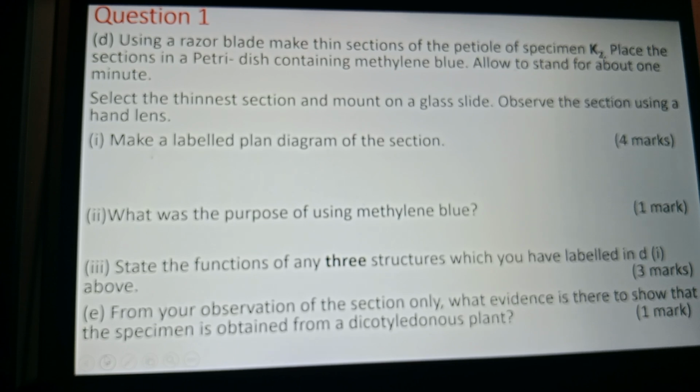D, using a razor blade, make transverse sections of the petiole of specimen K2. That is the kale. Place the sections in a petri dish containing methylene blue. Allow to stand for about 1 minute. Select the thinnest section and mount on a glass slide. Observe the section using a hand lens. Roman 1, make a labeled plan diagram of the section. Roman 2, what was the purpose of using the methylene blue? And Roman 3, state the functions of any 3 structures which you have labeled in D1 above. And finally, E, from your observations of the section only, what evidence is there to show that the specimen is obtained from a dicotyledonous plant?